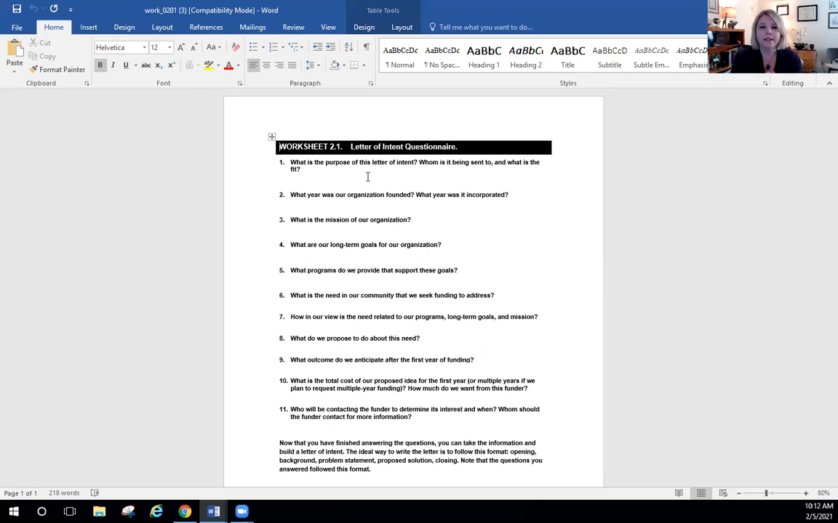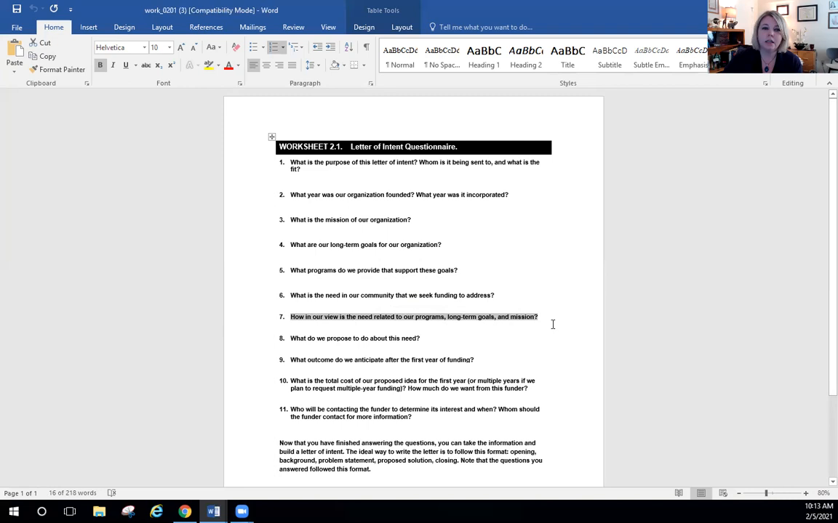So some of these questions are going to come from other worksheets and also help you in developing your proposal as you proceed. So the organization funding date and when it was incorporated, the mission again. Here, you also want to look at long-term goals for the organization and the programs that specifically support those goals. For 4 and 5, again, what that need is that the funding is seeking to address. And then this is a very important one, and how is the need related to programs, long-term goals, and mission.